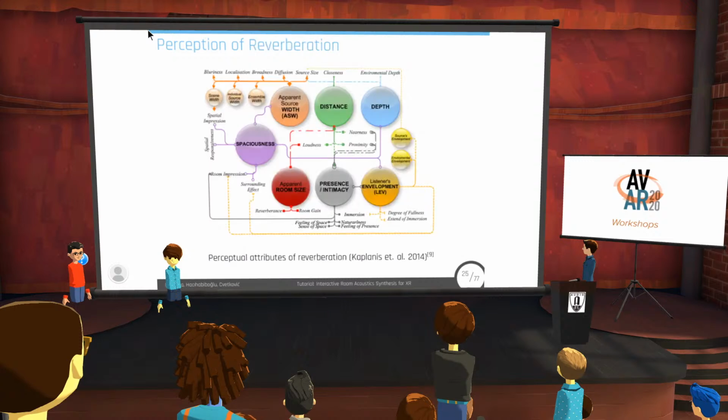So reverberation, when taken as a whole, has complex effects on many different perceptual attributes, such as spaciousness, apparent source width, distance, depth, apparent room size, presence, and envelopment. And among all these attributes, most notably, presence, distance, and envelopment are hugely important for a successful experience, which means for delivering a successful XR experience, room acoustics has to be dealt with in an appropriate way.